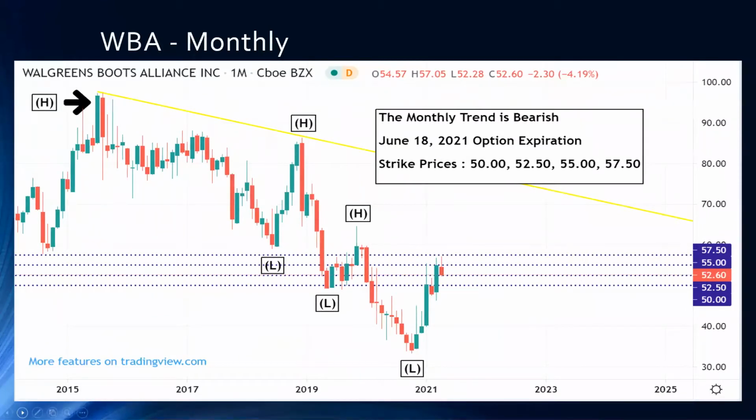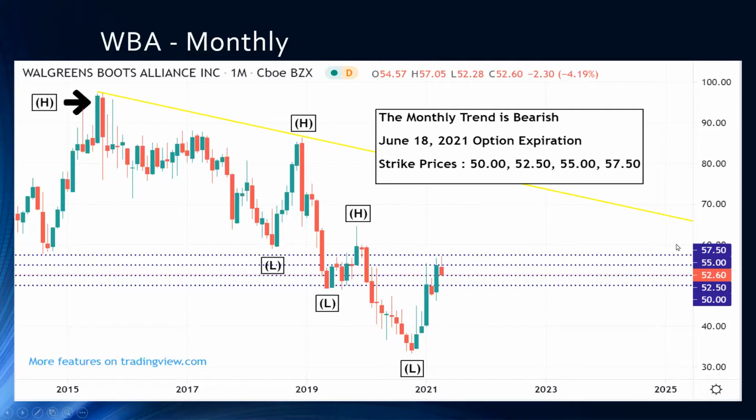We take a look at the monthly chart and you can see where it says H and where it says L on these different swing points. These H's are your swing highs, these L's are your swing lows. As you make lower lows and lower highs, it's a bearish trend. So that means Walgreens since 2015 has been trending lower into the end of 2020, and now we have 2021 where it has pretty much bounced and stabilized. We're kind of at the average price of the last 2 years.